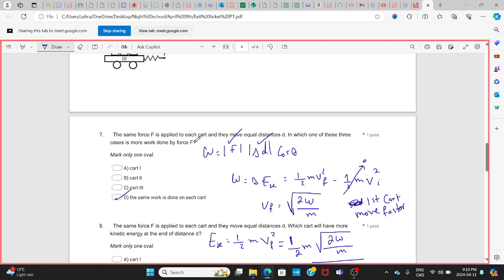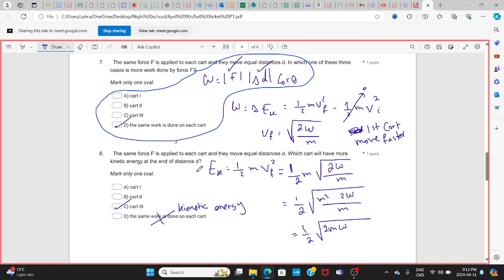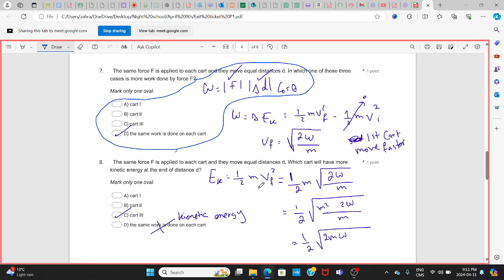Just need to look at that. Let's see. Now, the same force is applied to each card. They again move the same distance. Which card will have more kinetic energy at the end? Since I know that kinetic energy is half m v squared, and since it's at the end, it's going to be v final squared. Can I find the v final and compare them? Yes.